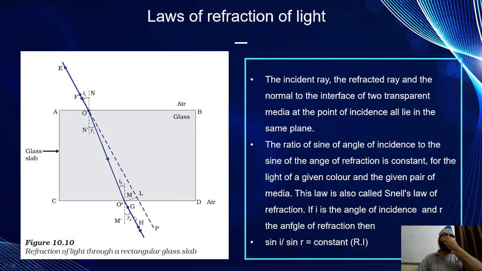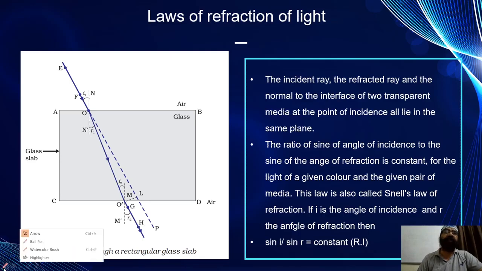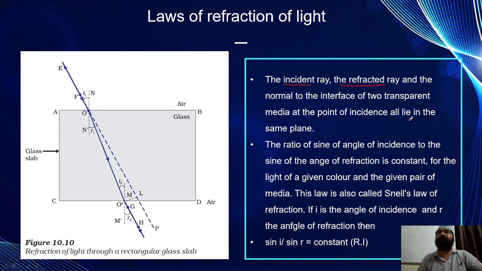Okay, so now in this video, this is the last thing we'll be talking about, and this is laws of refraction of light. There are two laws. The first law says that the incident ray, the refracted ray, and the normal to the interface of two transparent media at the point of incidence all lie in the same plane. Okay, the incident ray, the normal, and the refracted ray all are lying on this plane. So that's the first law. It's very similar to the first law of reflection.